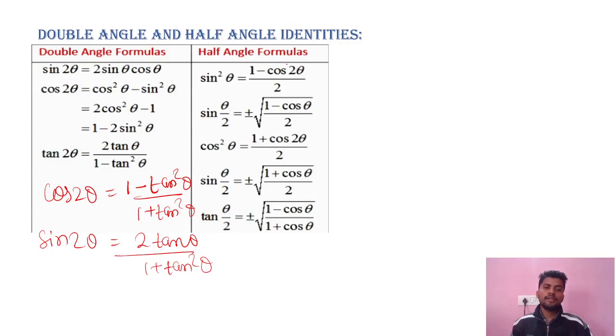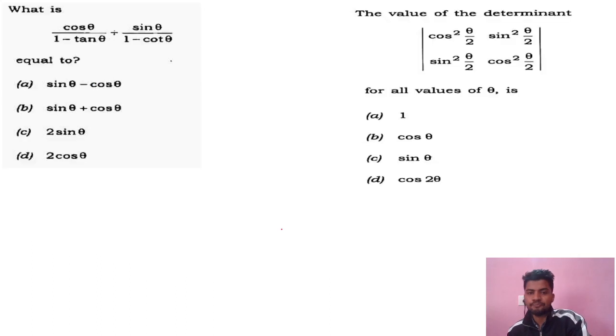Now sine square theta is 1 minus cos 2 theta by 2. Sine square theta by 2 is 1 minus cos theta by 2. Okay, now cos square theta is equal to 1 plus cos 2 theta by 2. So sine theta by 2 is equal to plus minus, oh here is a mistake, plus minus root under 1 minus cos theta by 2. Okay, so tan theta by 2 is equal to plus minus root under 1 minus cos theta by 1 plus cos theta. Okay, next. So let us solve now.